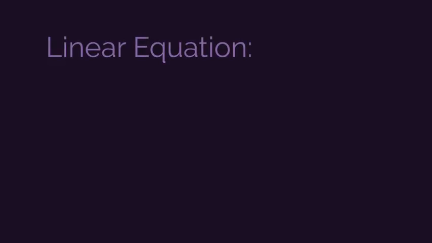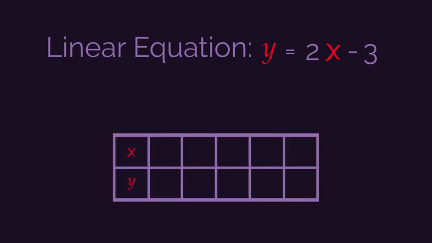So we have this linear equation, y equals 2x minus 3. But how do we plot it? It is actually really easy to do. So draw yourself a table of values like this. And then we just need to substitute in some different values of x into the equation.